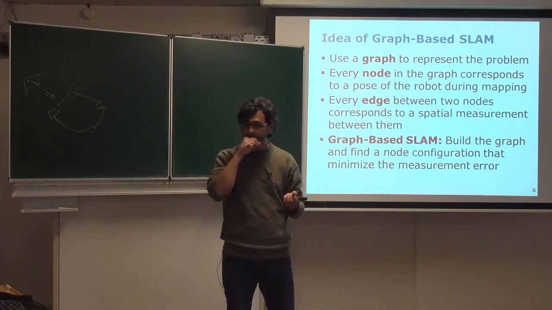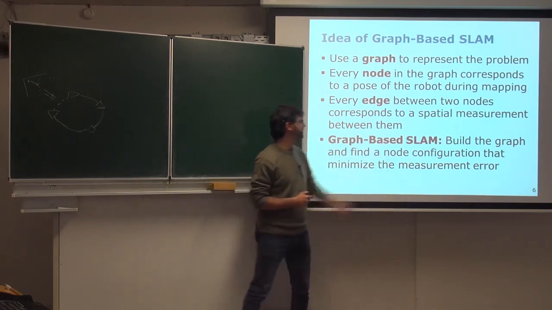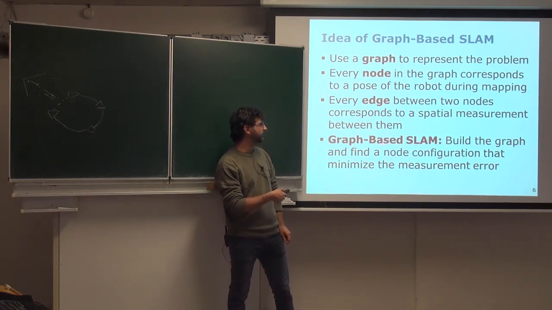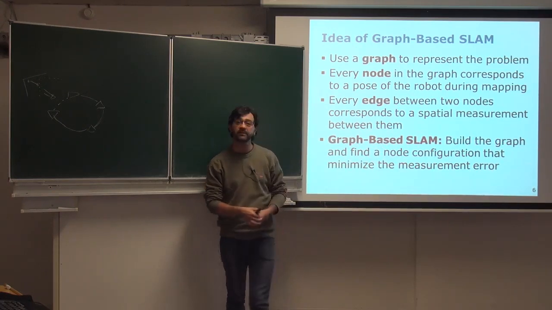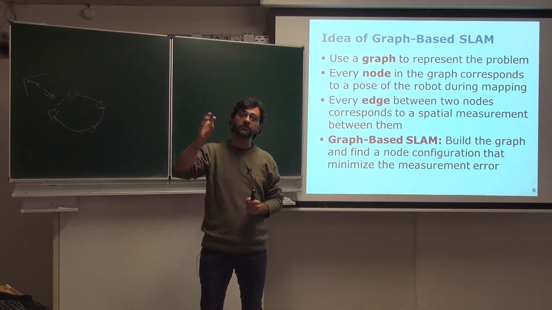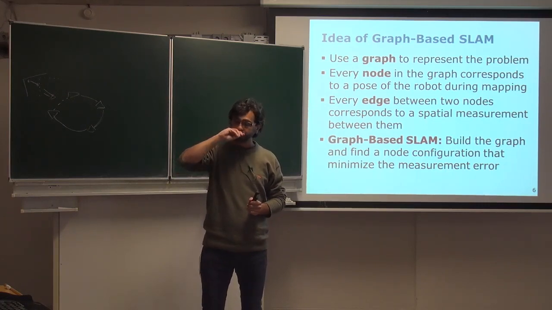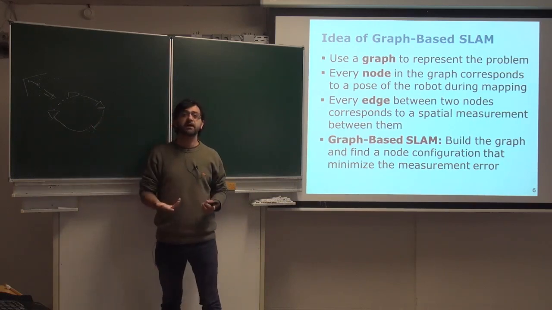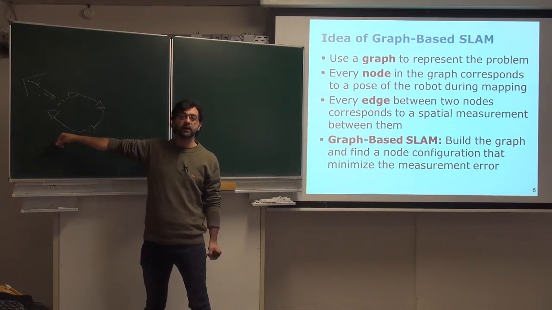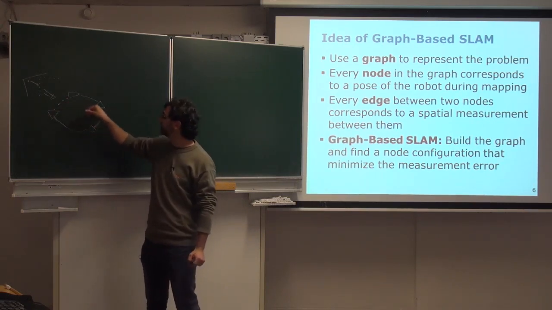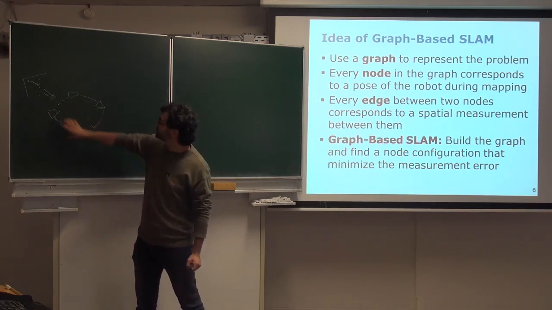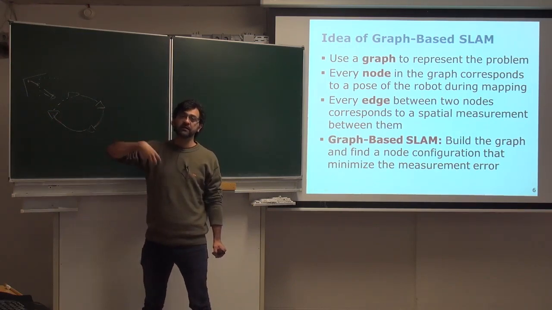Okay? Once we have that, we can build a graph, and that's where this graph-based SLAM keyword stems from. We find a node configuration that minimizes the measurement error. So basically, we have a lot of these nodes. We can move them around, and we try to find the configuration of them such that each of the measurements that we have here is minimized. So basically, each of these edges or each of these measurements is one equation in our least squares problem. The poses of the robot are our poses, and we have the measurement function that gives us the equation there.